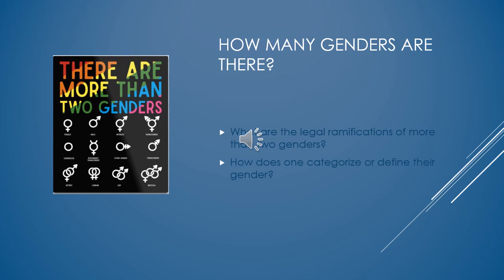Jordan Peterson. So how many genders are there? What are the legal ramifications for more than two genders? What are the legal ramifications for only having two genders, right, that are part of the legal mandate in society? How does one categorize or define their gender?